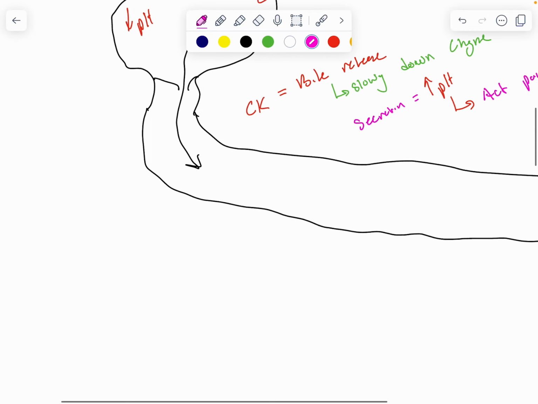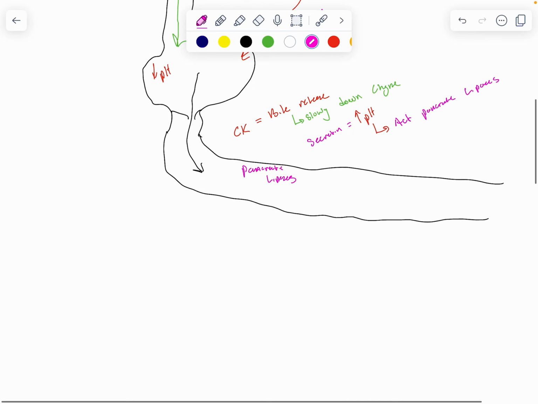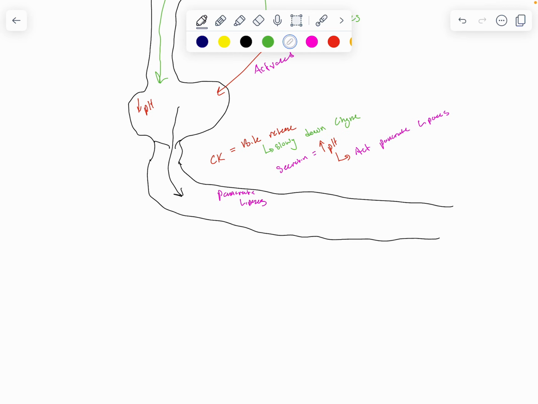So in here, we'll have pancreatic lipases really acting on the food, further breaking it down. Oh man, I'm horrible at spelling today. And again, they are highly efficient at increased pH, so that's why bicarbonate is released. And that's how we break down food in the small intestine.